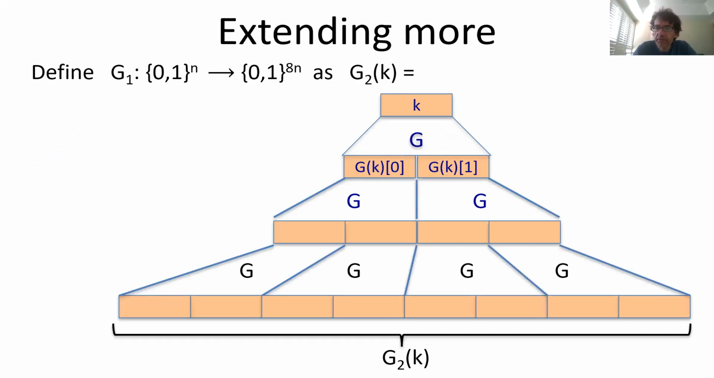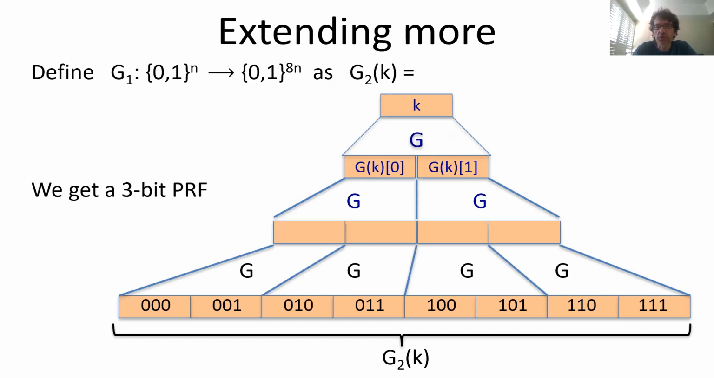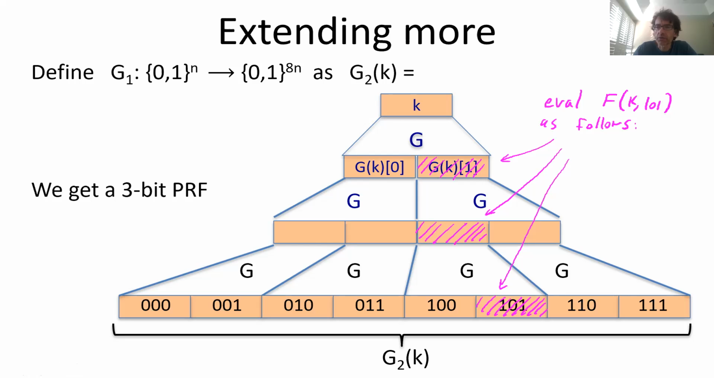But now you can extend it further. Basically you build a binary tree, right? So adding one more layer creates a 3-bit PRF. And you can recurse this argument. In general, you can do it polynomially many times, because to evaluate, here is the output of the PRF. This block is the PRF output on argument 101.